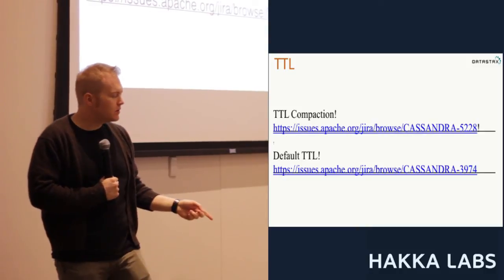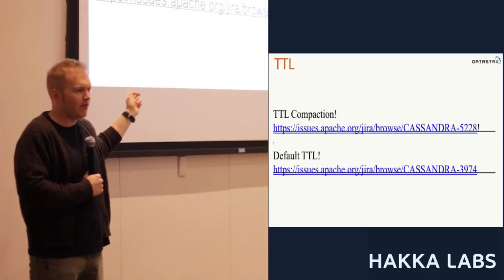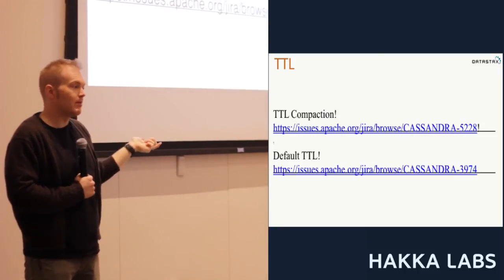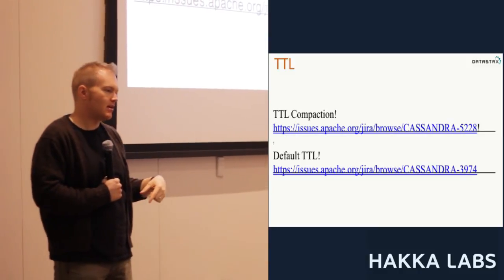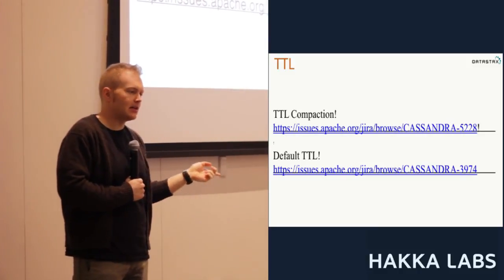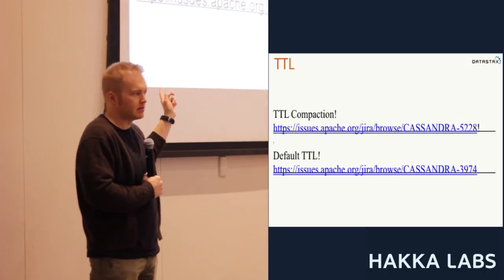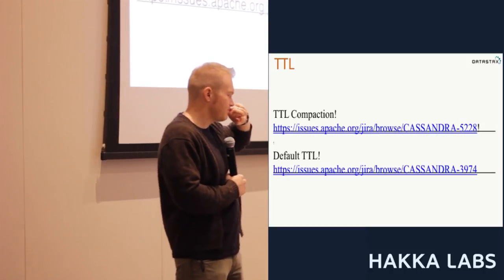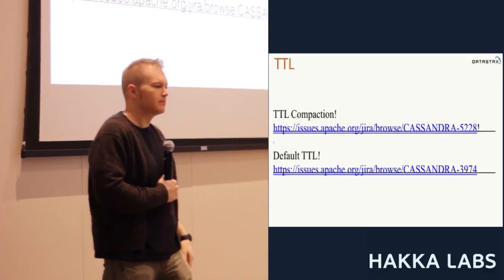The thing that you want to do is set a default TTL on your column family, because that prevents you from having a programming mistake and accidentally inserting a column or a row without a TTL, which can prevent the SSTable from being removed. So that's something that's easy to do from an ops side, and it covers up bad code.